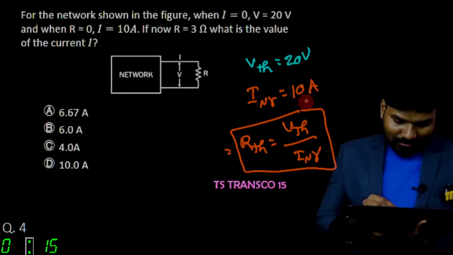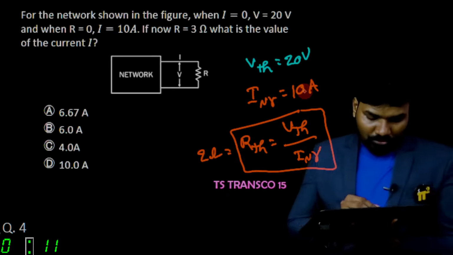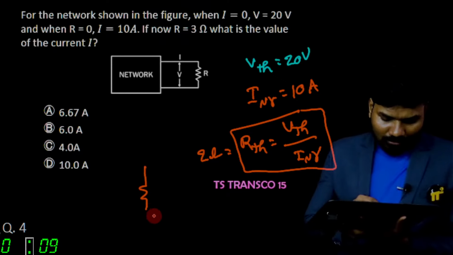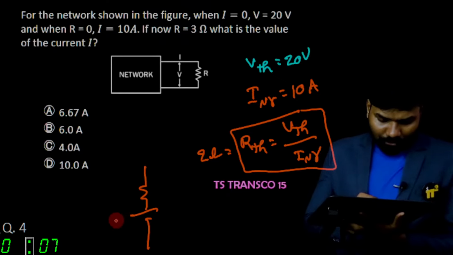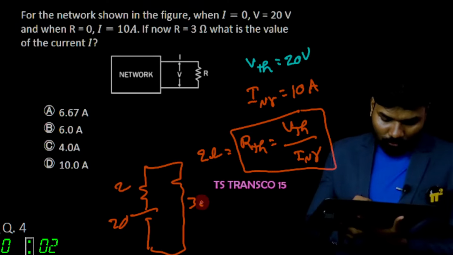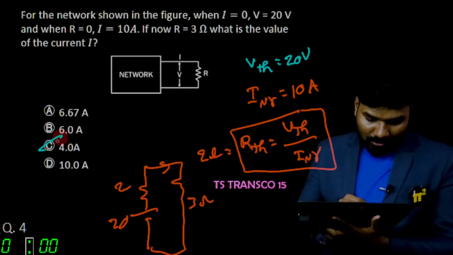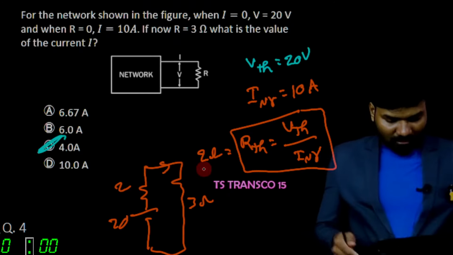So Thevenin's resistance is 2 ohms. 20 by 10, 2 ohms. So quickly draw the Thevenin circuit with 20 volt, 2 ohm and 3 ohms. So current flowing in this is 20 by 5, which is 4 ampere.